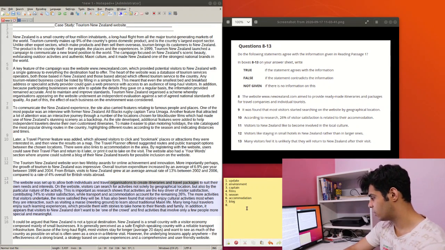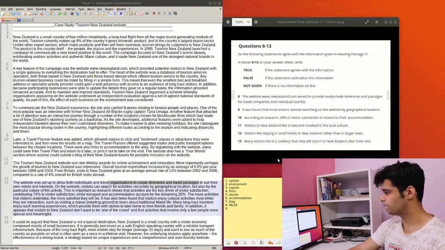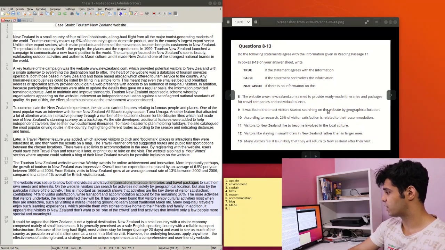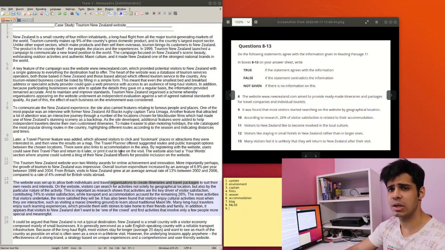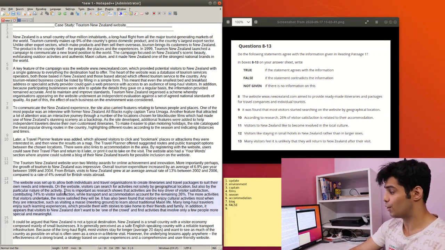So the answer over here would be false. Okay, we'll move on to the next one. And the next is, it was found that most visitors started searching on this website. Okay, but we haven't really covered that, so we'll continue reading the passage. On the website, visitors can search for activities not solely by geographical location, but also by particular nature of the activity. Okay, so there, you got your answer.